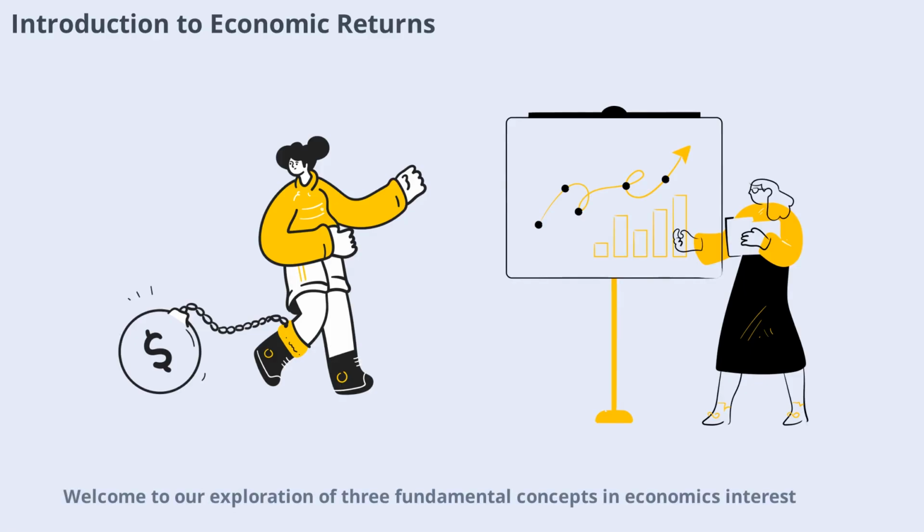Welcome to our exploration of three fundamental concepts in economics: interest, rent, and profits. These terms are often mentioned in discussions about how money moves and grows within an economy, but what do they really mean? In this video, we'll break down each concept, look at how they function, and see why they're so important for both individuals and businesses.